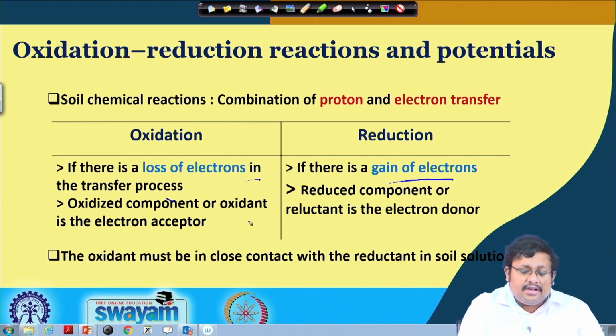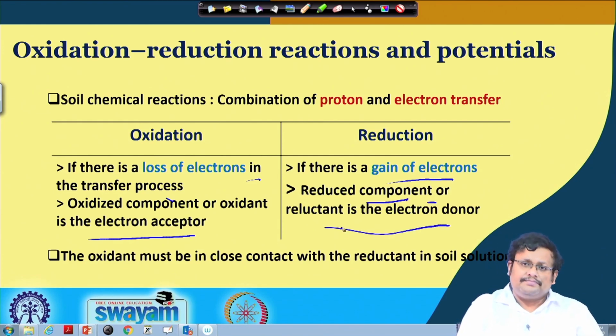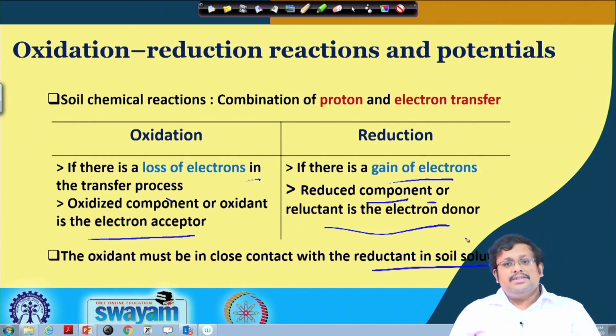Now, the oxidized component, or oxidant, is the electron acceptor in case of oxidation, and in case of reduction the reduced component, or reductant, is the electron donor. So, in case of oxidation there is a loss of electrons, in case of reduction there is a gain of electrons. The oxidant is the electron acceptor, whereas the reductant is the electron donor. The oxidant must be in close contact with the reductant in soil solution to govern these redox reactions.